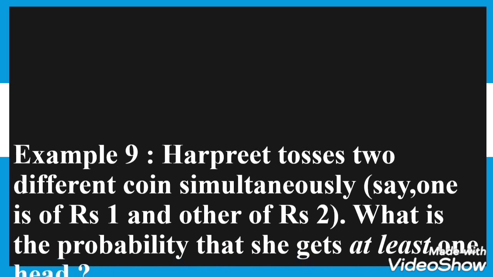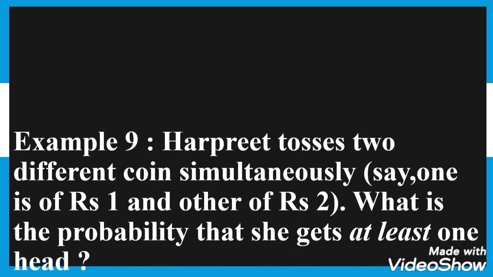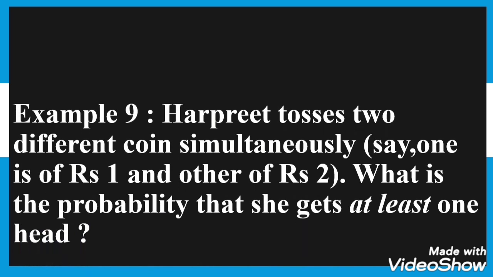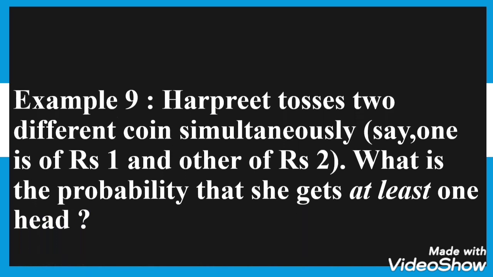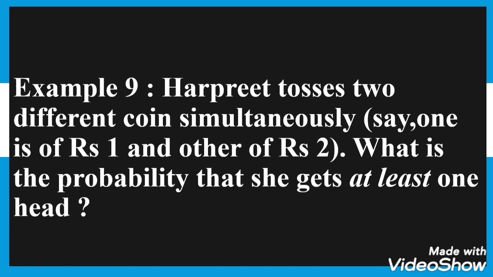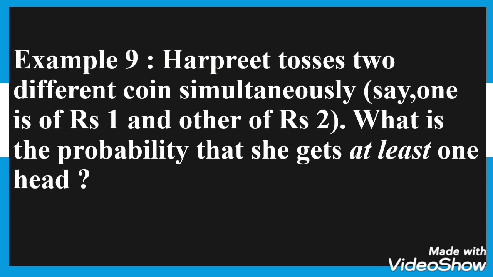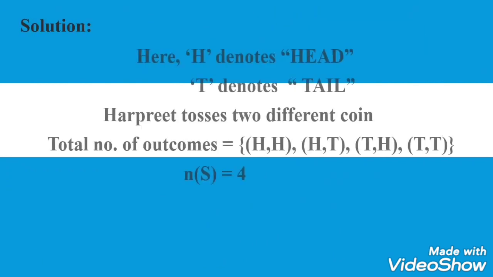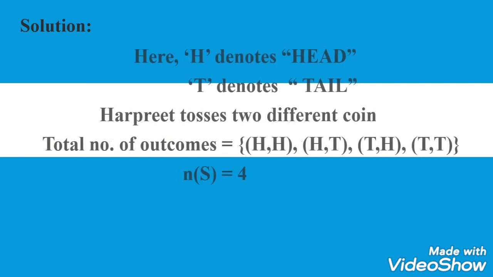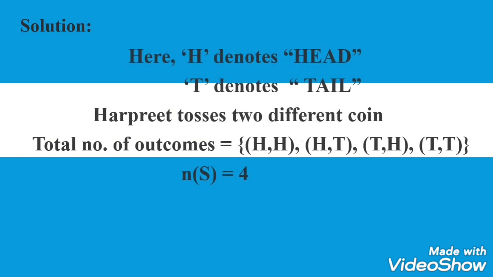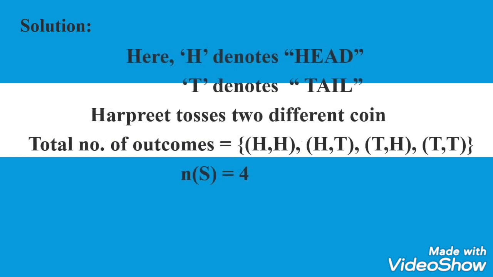You see that a coin has 2 sides, the head portion and the tail portion. It may be 2 heads, 2 tails, head-tail, or tail-head, so totally 4 possible outcomes. I will show this clearly here. H denotes head, T denotes tail. The total outcomes are HH, HT, TH, TT. So the total number of outcomes n of S equals 4.